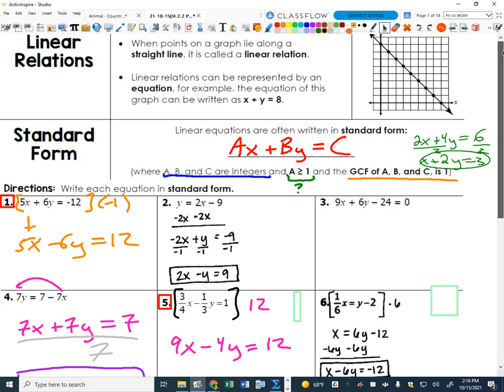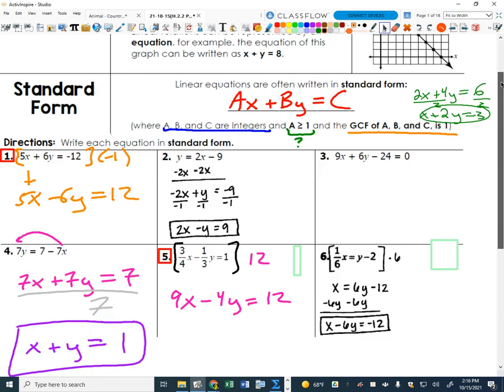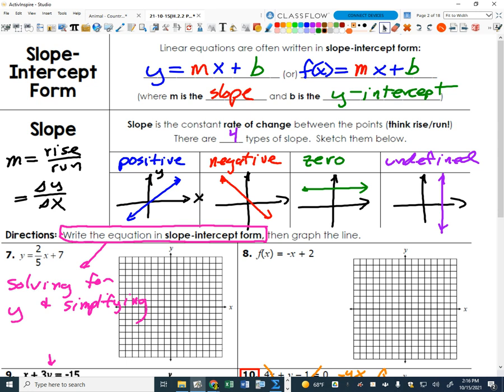We moved on and we talked about slope-intercept form, the one with which you're probably most familiar. Y equals mx plus b. Remember, m's the slope, b is the y-intercept. We looked at what it means to be a positive, negative, 0, or undefined slope.